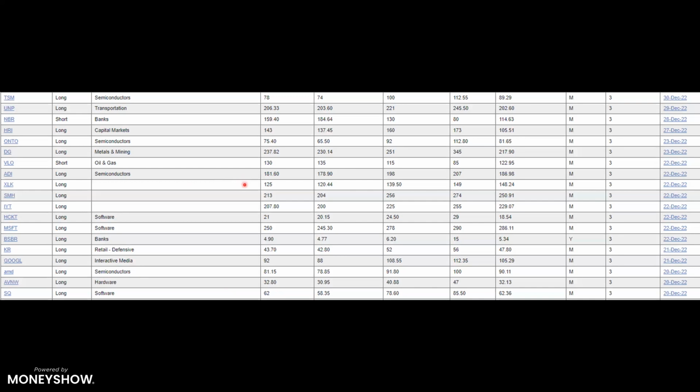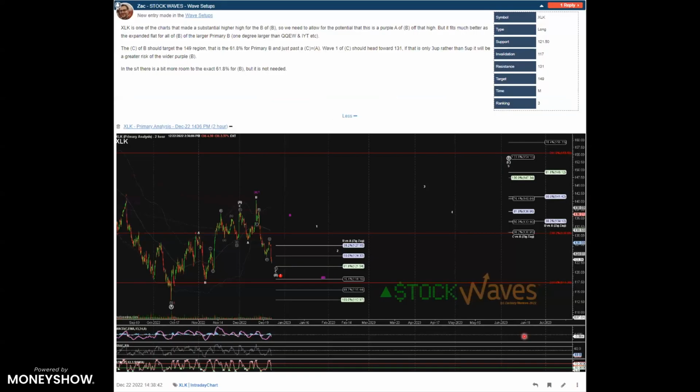So this is a quick snapshot of some of the wave setups that we posted from our table back in December. We posted a number of them, including XLK on December 22nd, and a couple of others: the SMH Semiconductor Index, ADI, ONTO, TSM, as well as Google and Microsoft and AMD, among some of those other names that were bullish back there in December, posted as those wave setups.